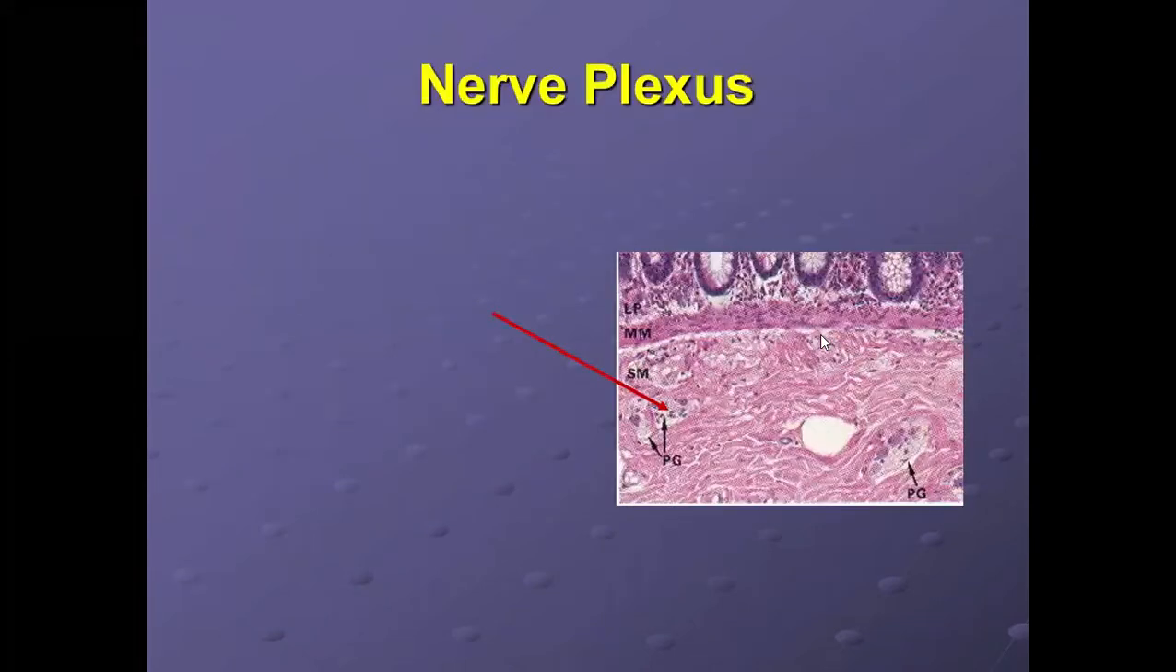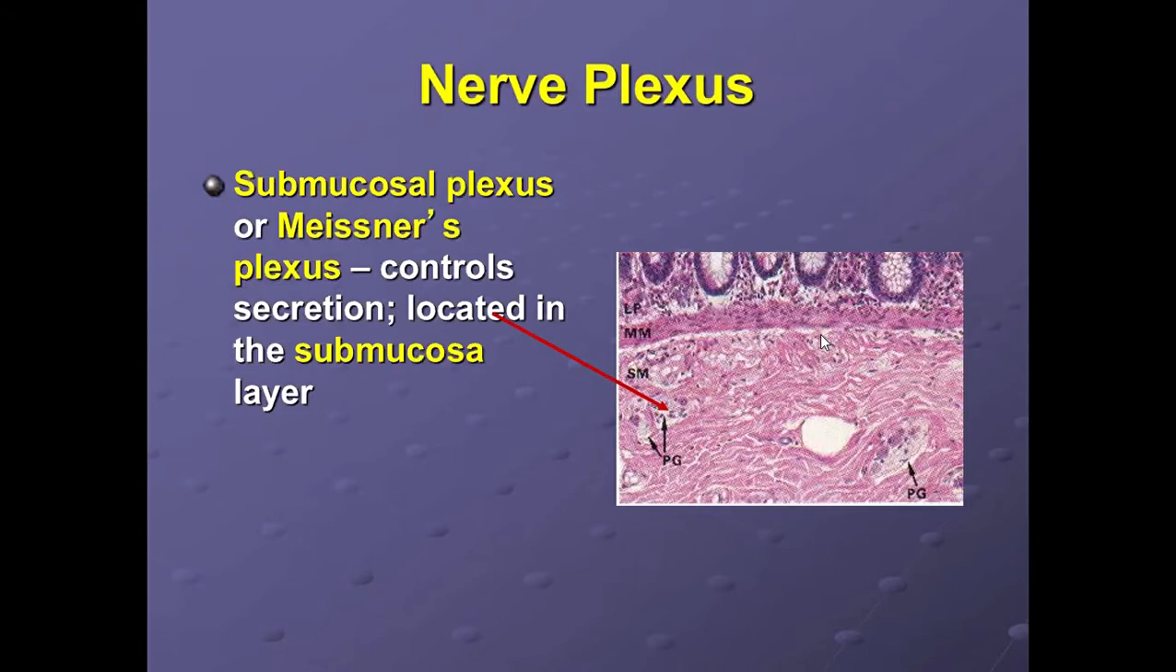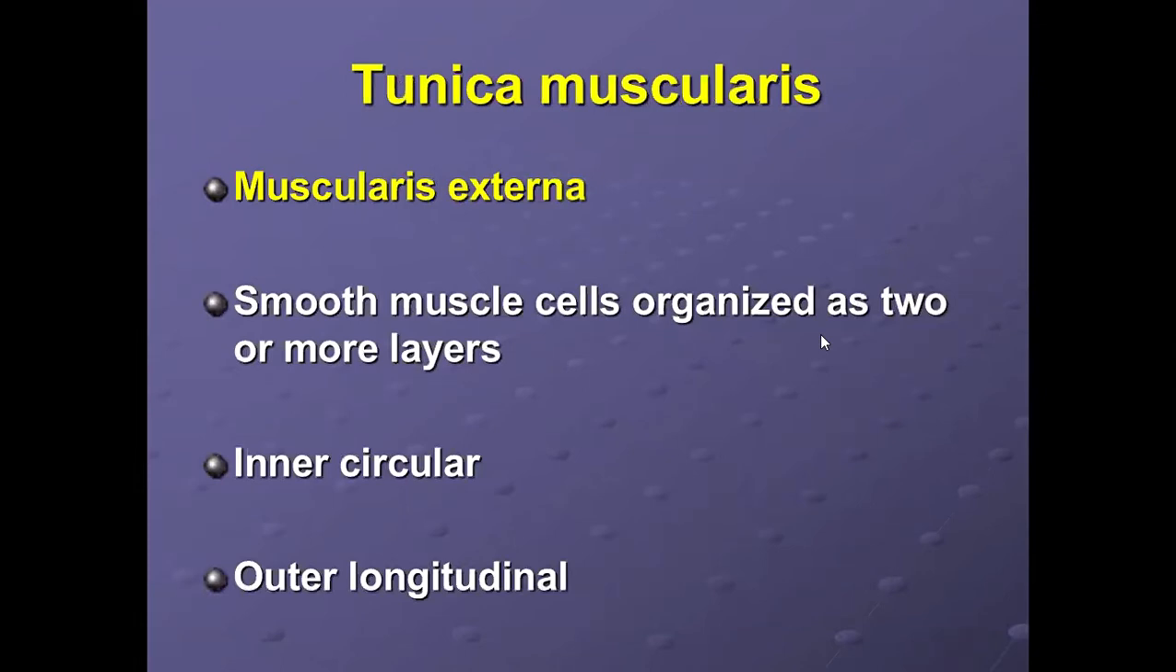Nerve plexus. Okay, the submucosal plexus or Meissner's plexus controls secretion, located in the submucosa. So you cannot say submucosa nerve plexus, say Meissner's plexus. Tunica muscularis, or the other name for this is muscularis externa. Smooth muscle cells organized as two or more layers. Okay, you have the inner circular and the outer longitudinal layer.